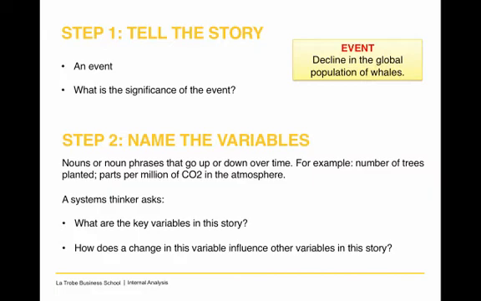Following the event, you then need to name the variables, which are a set of nouns or noun phrases that go up or down over time. In the whale example, these could include things like the whale population, the birth rate of whales, the death rate of whales, the amount of funding that whale research attracts. Notice that each of these variables goes up or down over time.